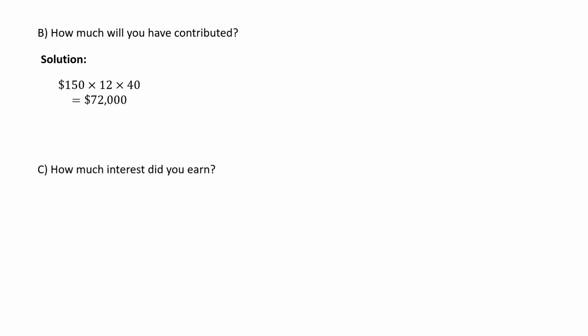Part C, how much did you earn in interest, or better, how much will you have earned in interest? Well, your solution is take your future value, which was the $588,303.56, subtract how much you contributed, which was the $72,000, and you will have earned $516,303.56. So over the course of 40 years, you will have earned a little over $500,000.